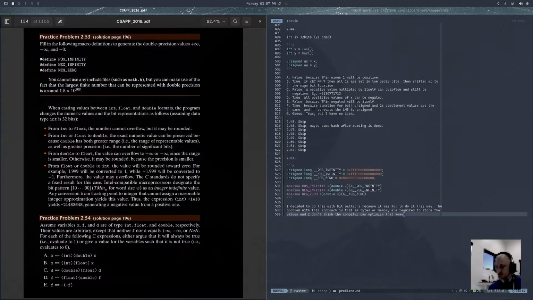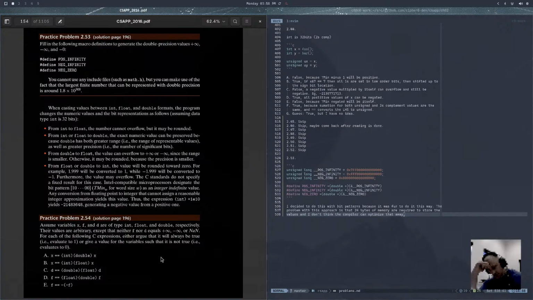The C standard does not specify a fixed result in this case. Intel-compatible microprocessors designate the bit pattern 0x80000000, that is TMin, as an integer indefinite value. Any conversion from floating point to integer that cannot assign a reasonable integer approximation yields this value. Weird. That's weird. Thus, the expression (int) plus 1e10 yields a negative value, generating a negative value from a positive one. Yeah. That is weird. All right.